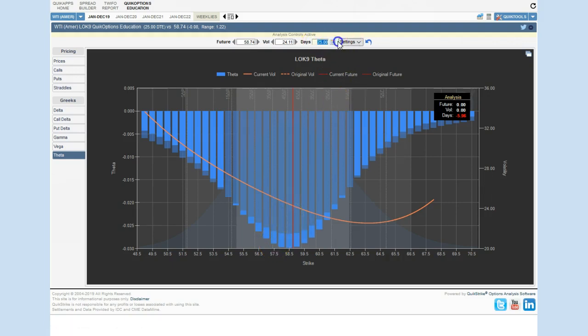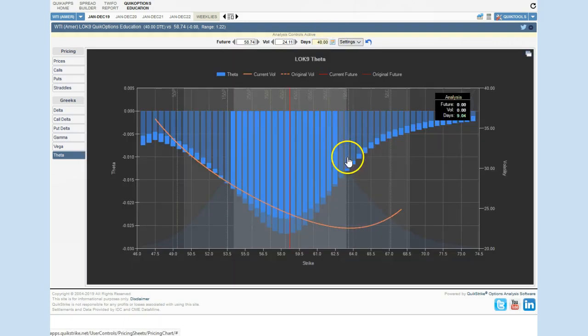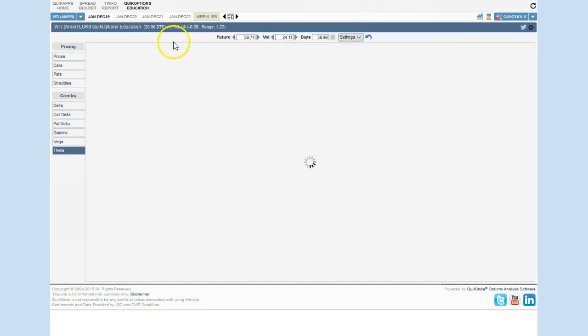Okay, and finally, let's get this out to 40 days, and we're going to see that our decay goes down in the middle section, and it goes up out here on our wings. So again, it's like we push down on the bell curve at this point and spread out some of the stuff that was underneath the main portion of the bell curve out to the wings here. So that is the QuikOptions education tool.